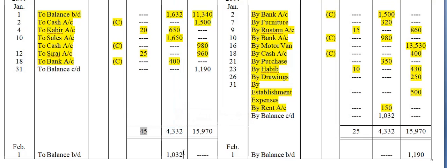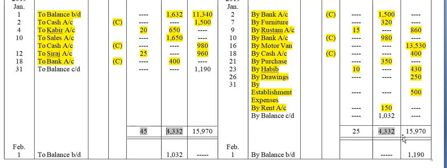So you will just record it, 4,332. And the same total will be recorded out here, 4332. Whatever total came for the debit side should be here in the credit side also, since you have drawn this single line.